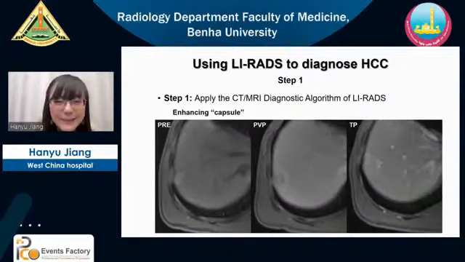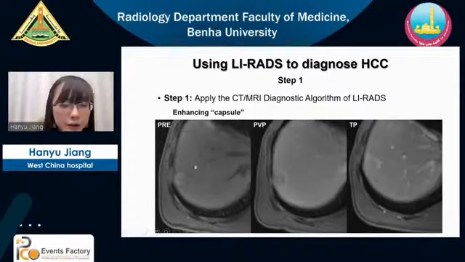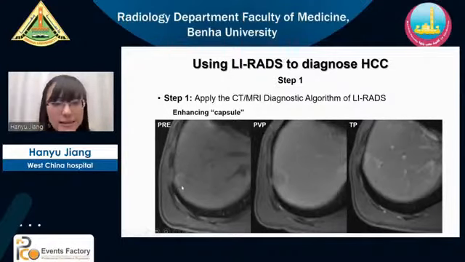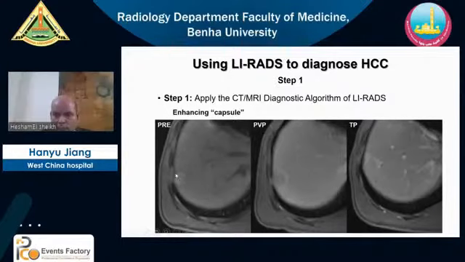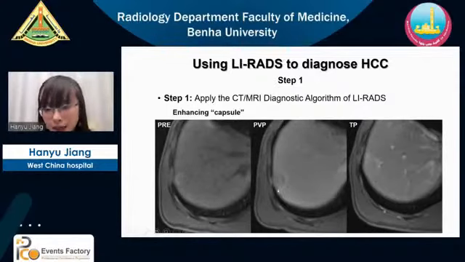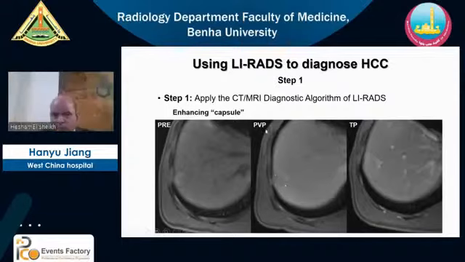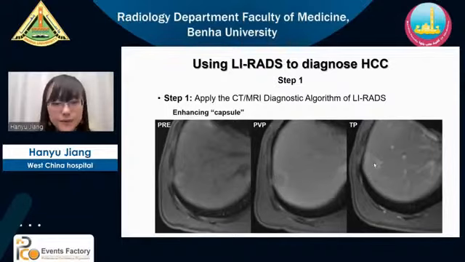Let's have a look at this typical case. On the pre-contrast phase, we can see a rounded nodule with thin and uniform rim hypointense areas, and those areas enhance on the portovenous phase and keep enhancing on the transitional phase images. So this is an enhancing capsule.